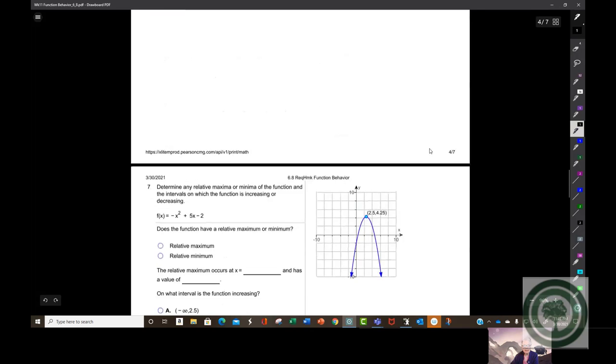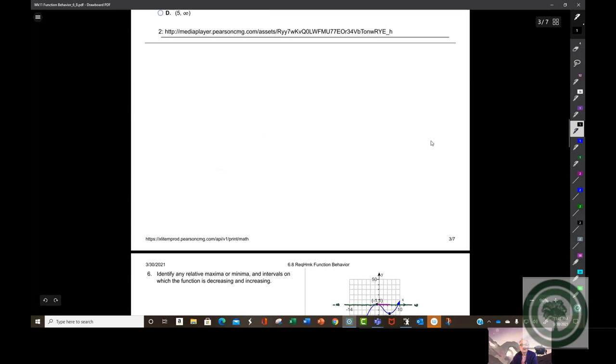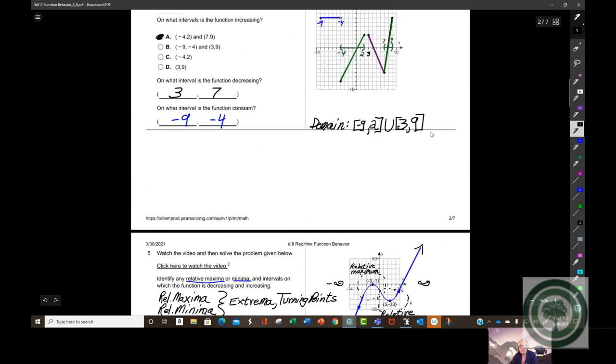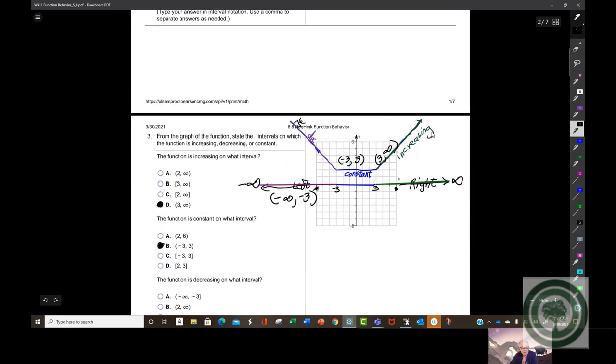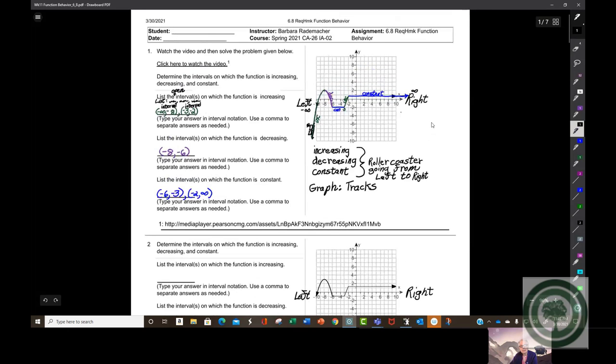Okay, so there is stuff to learn tonight. Make flashcards. I'm telling you, make flashcards. Tomorrow we're going to learn more function behavior. And then Thursday, even more function behavior. And a new way to factor.